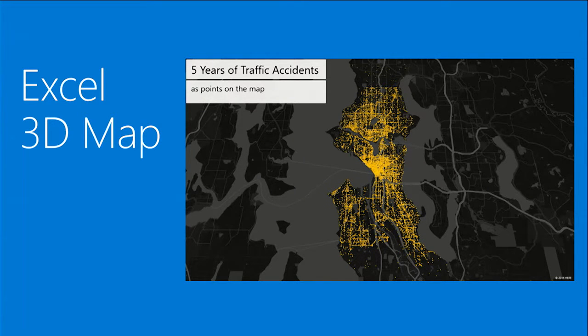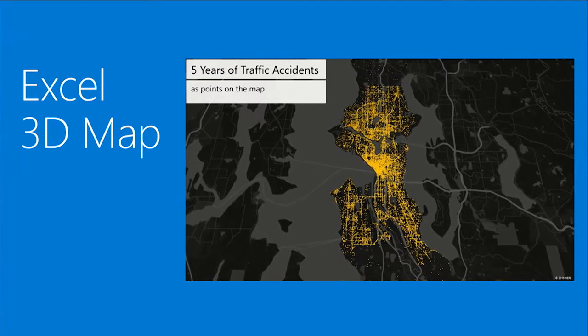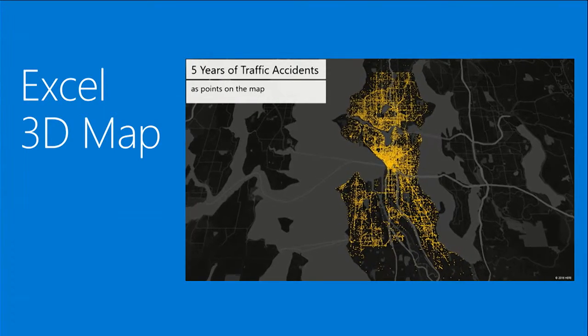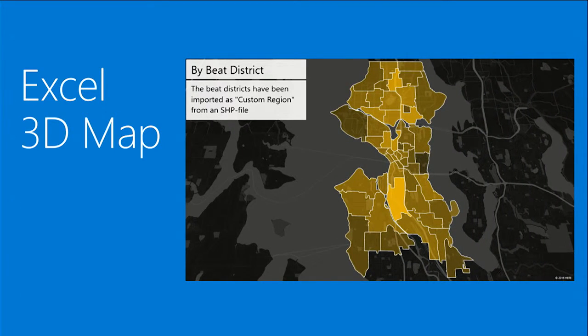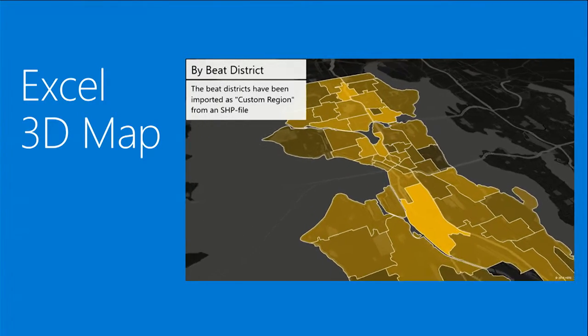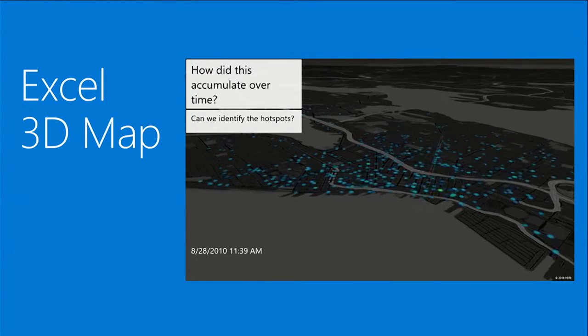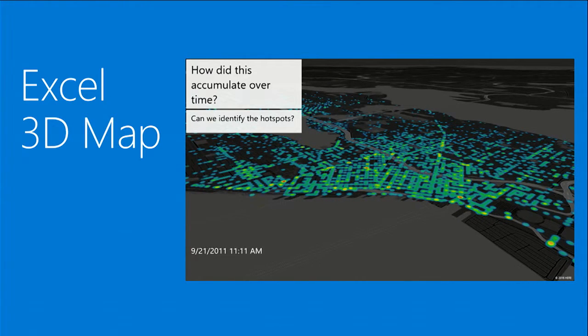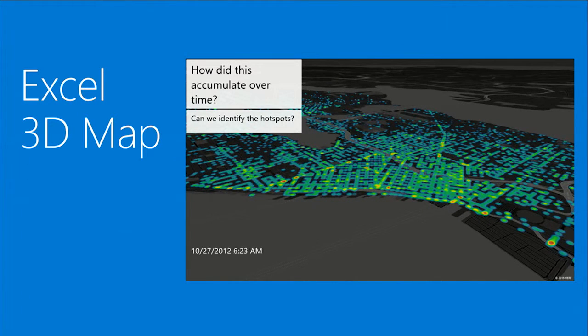Let's have a look at one of these videos that are created from this scene. So here is the 5 years worth of traffic accidents as points on the map. Now I had previously uploaded this police districts, and it's now re-aggregating the data based on the police districts or beat districts for the city of Seattle. The data were available as a shapefile, and I uploaded that and it was automatically read and transformed to the map. Now I want to see how these traffic accidents developed over time.